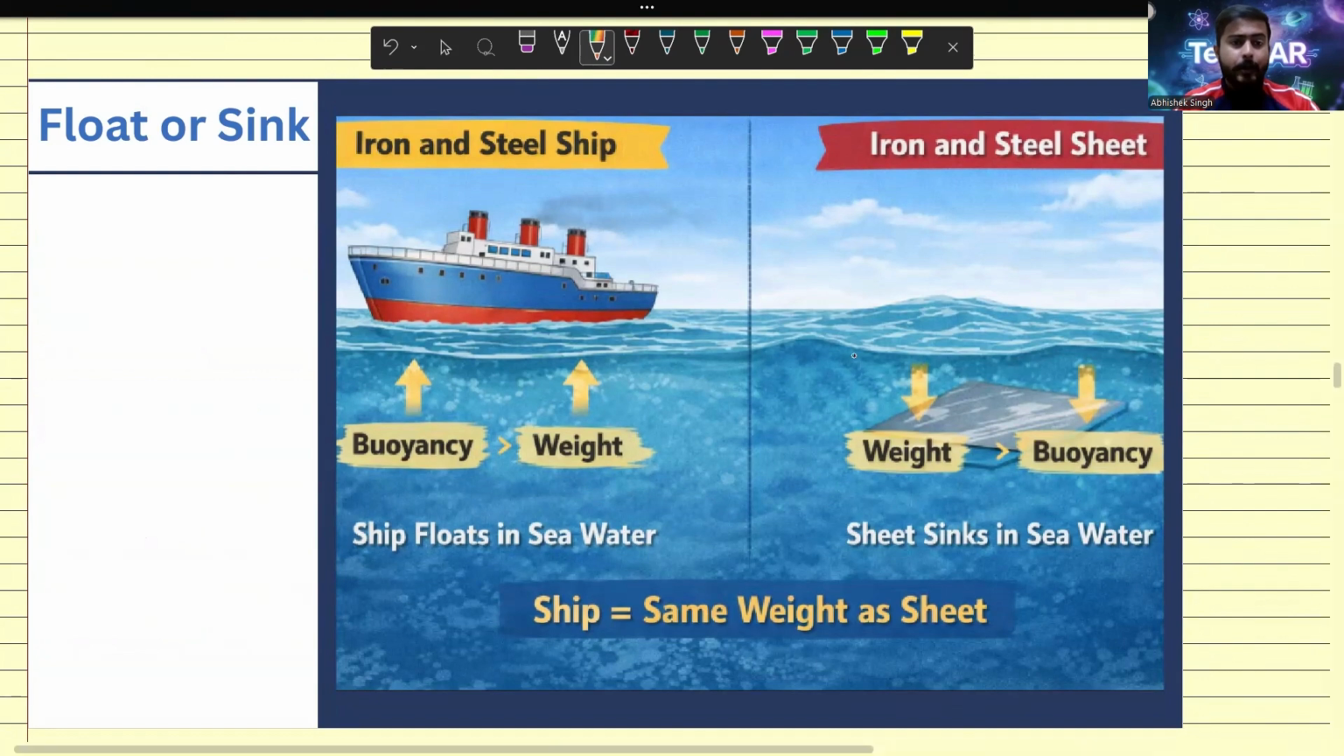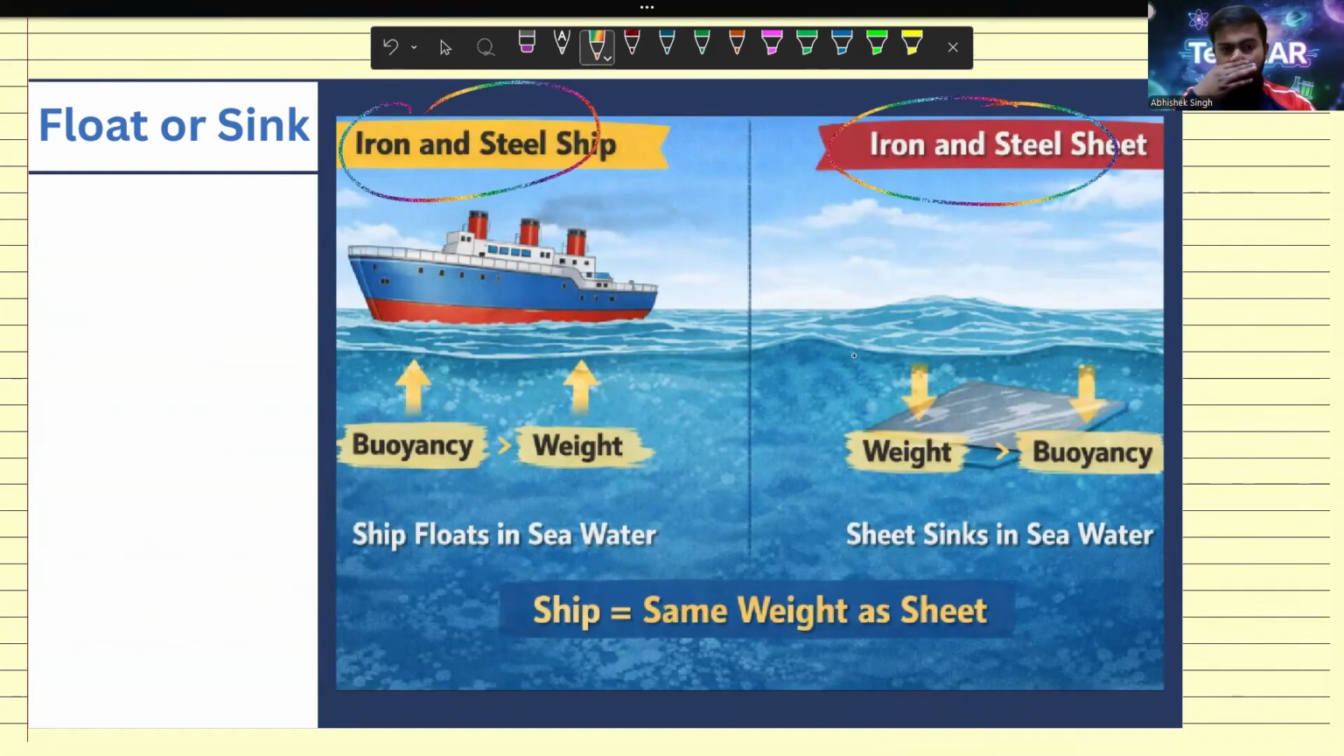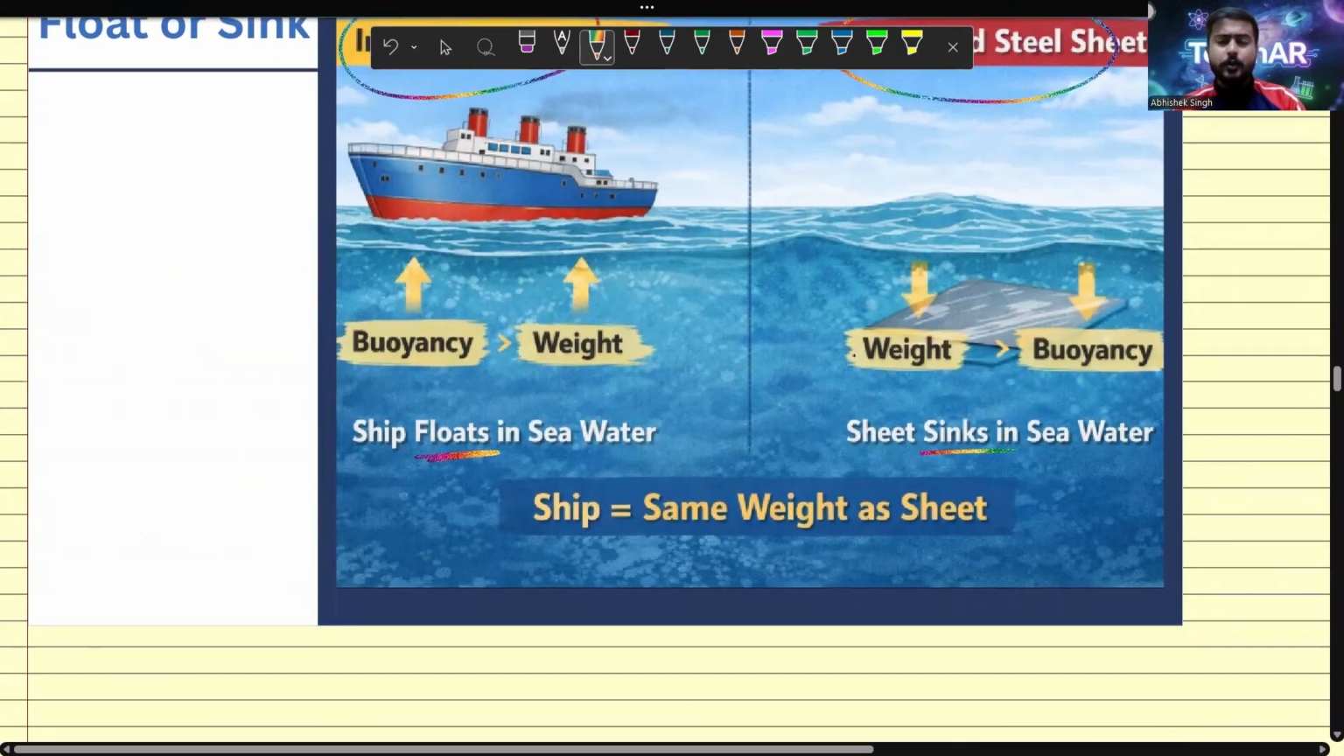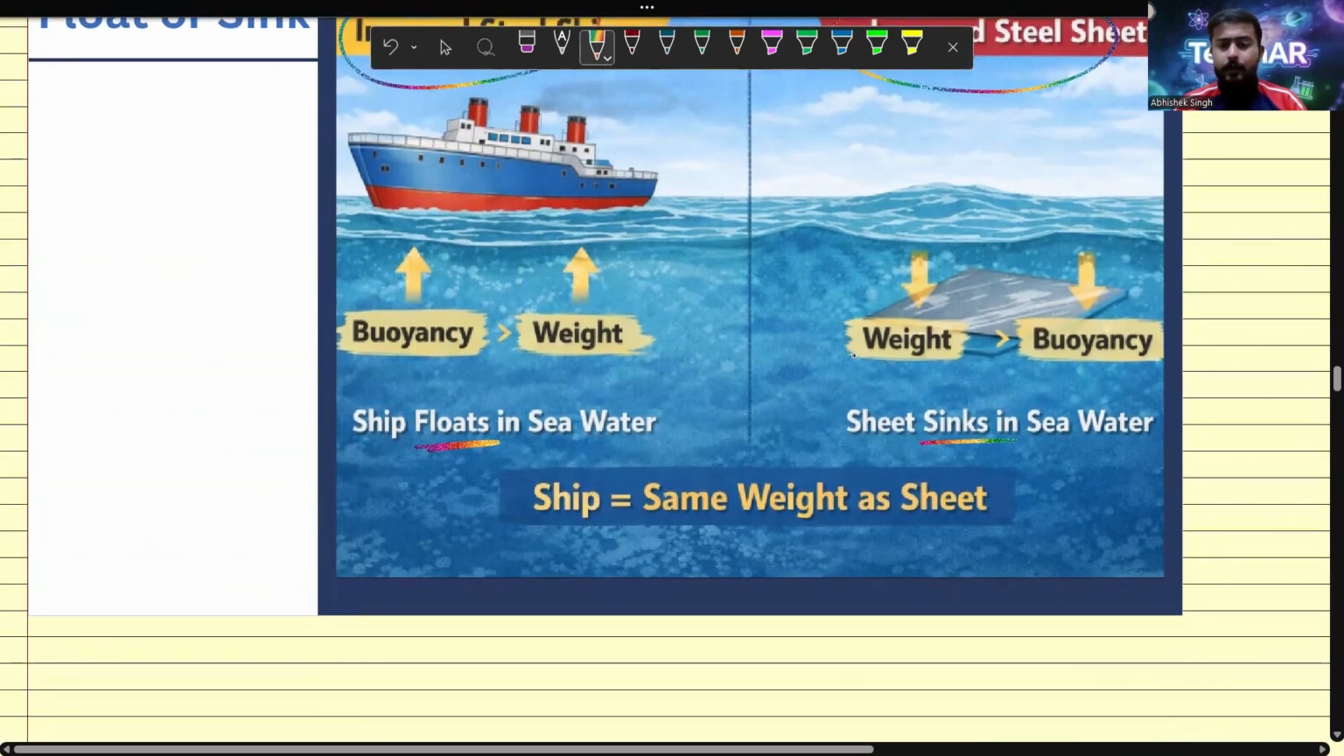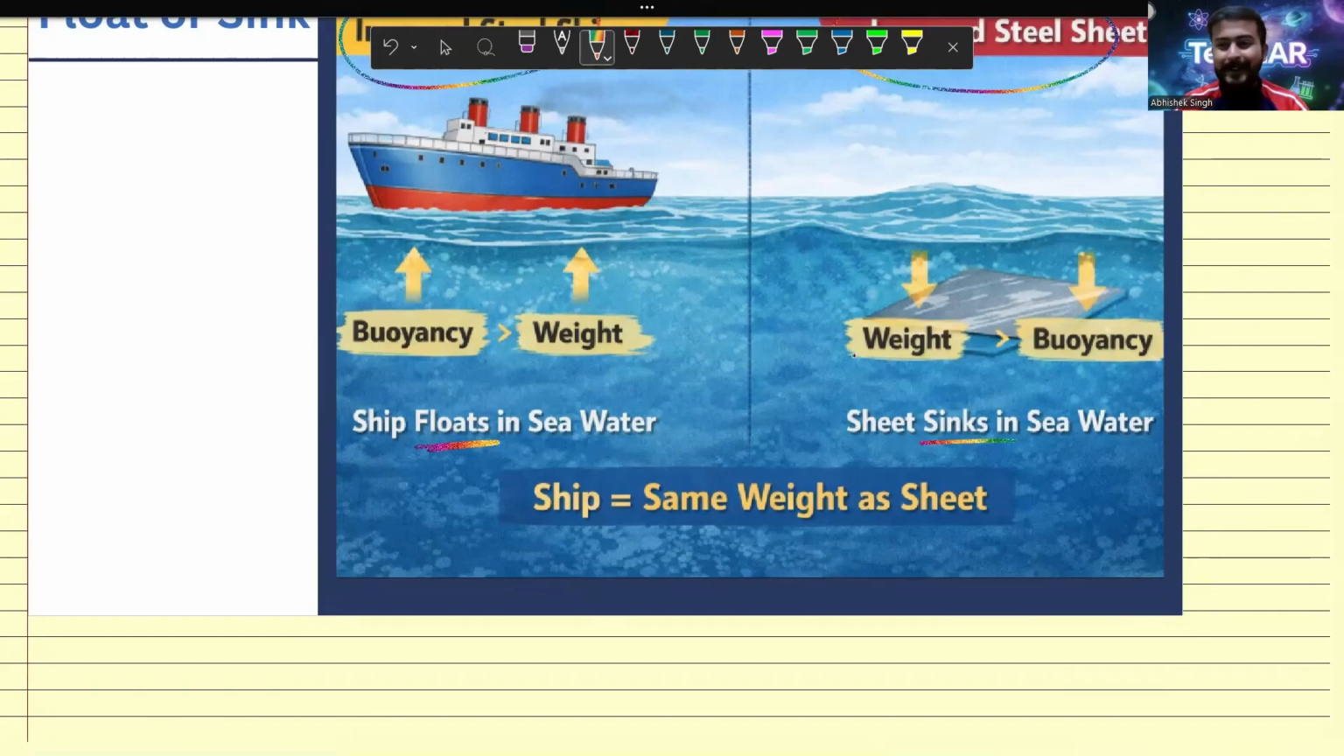There's a ship made up of iron and steel, and this is the same material, the same weight, the same mass of the material. If you see, the ship is floating, but the sheet of iron and steel sinks in the seawater. Yes, the weight is the same. Then why is it not floating if it's in the form of sheets? We will talk about it definitely.